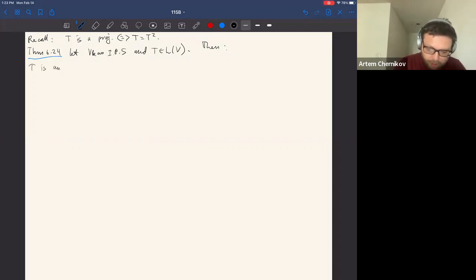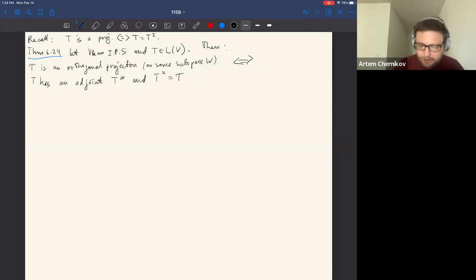T is an orthogonal projection on some subspace W if and only if T has an adjoint T star, okay? And we have that T squared is equal to T. So this is the part which we already know from just being a projection, but also it's equal to T star. Okay, so moreover, T is self-adjoint. So if we require this additionally, we get orthogonal projections from just arbitrary projections.